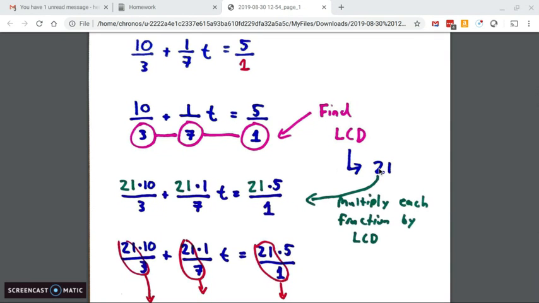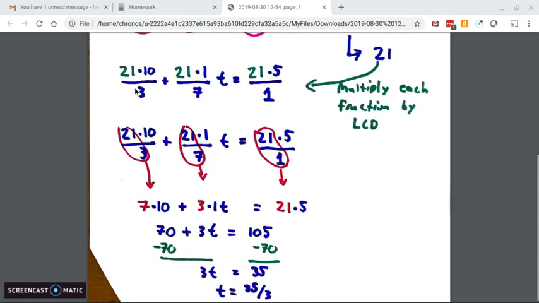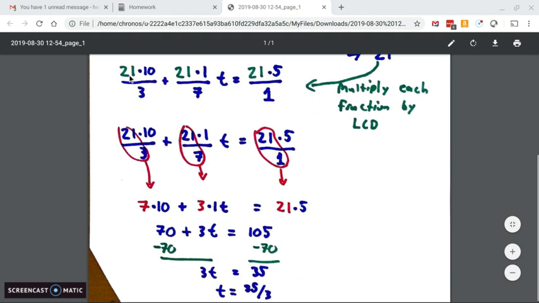Now I'm going to take 21 and multiply each of the fractions by it. So you see I just got 10 over 3, but I've got the 21 in here. I've got the 1 over 7, but I've got the 21 over here. And I've got the 5 over 1, but I've got the 21 over here. Okay? And then, by design, if you've picked the LCD correctly, 3's got to divide 21, 7's got to divide 21, and 1's got to divide 21. So I just go ahead and do that division.